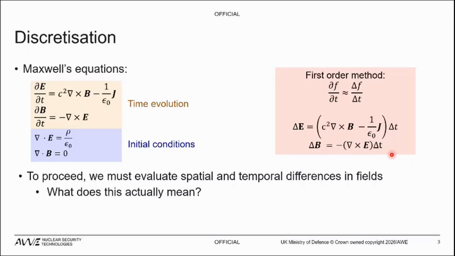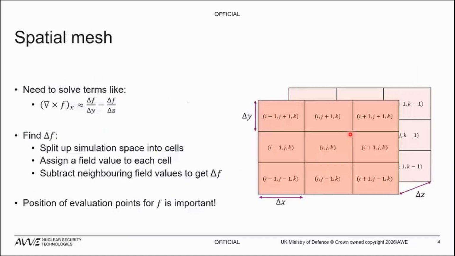But we need to know what our differences are. So these curls refer to changes in B over some direction, so dBx by dy and all these sorts of terms like that. How do they come into it? So we are actually using a spatial mesh to solve EPOCH equations on. So let's say we have a cell. We know the magnetic field at cell index I, J, K.